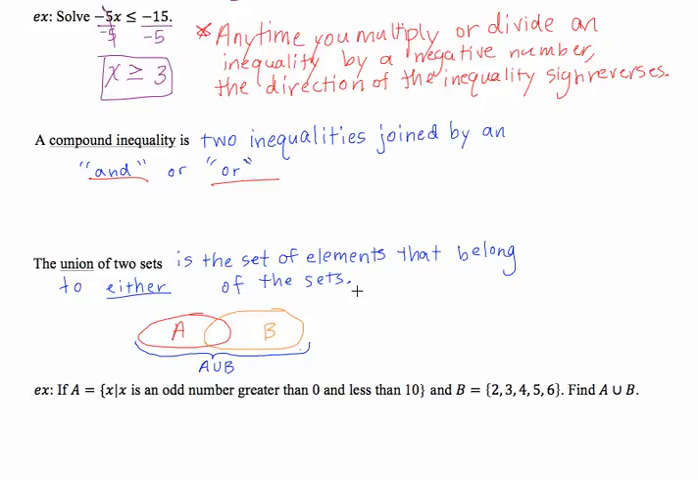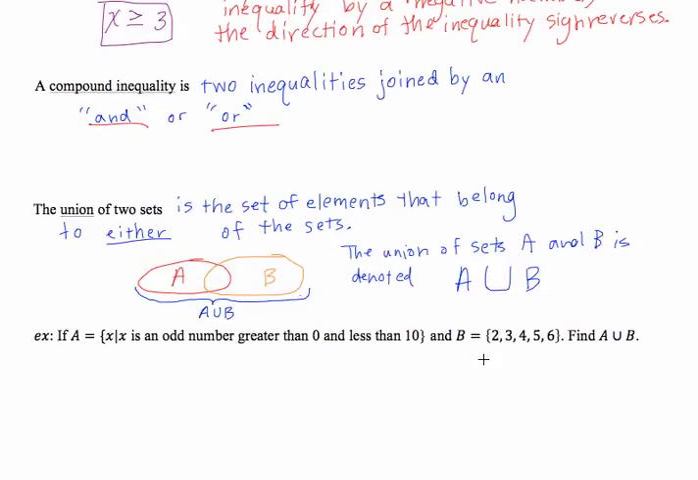So if the element is in at least one of the two sets, or if it's in both of the sets, then it is in the union of two sets. And the way you denote union is with this big U, and it's a little flatter than a standard U. Drawn bigger, you would say the union of sets A and B is denoted A union B. So it's kind of a flattened out U here at the bottom. And that means union. It just means the set of all elements that are in either A or B or both. Okay, so let's look at an example.